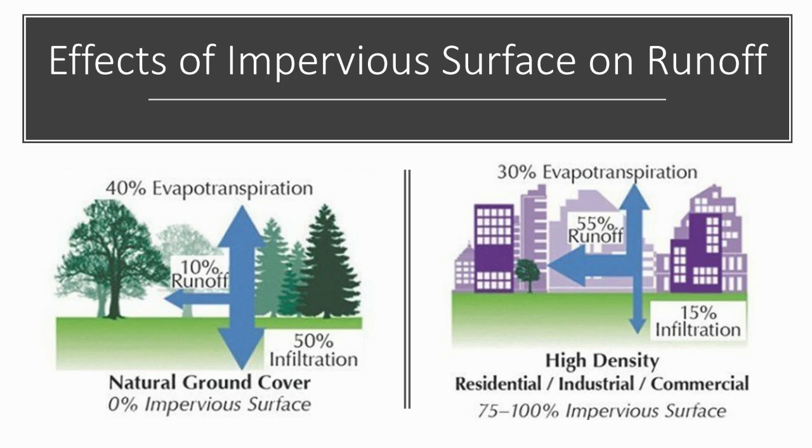In a high-density commercial area, where there can be over 75% impervious surface covering the site, 55% of the rain falling on the site leaves as runoff. Evaporation and infiltration are decreased in this setting.